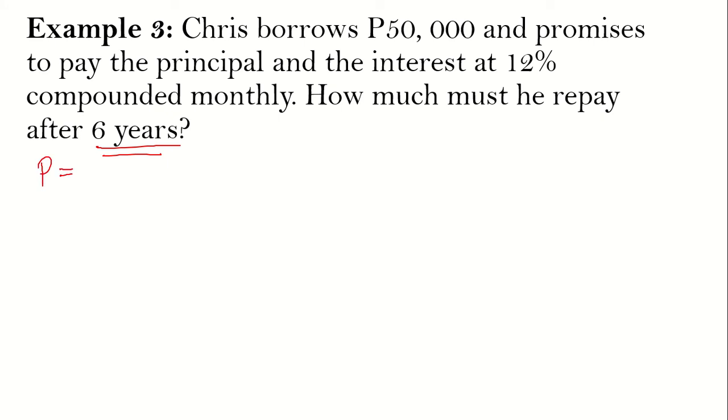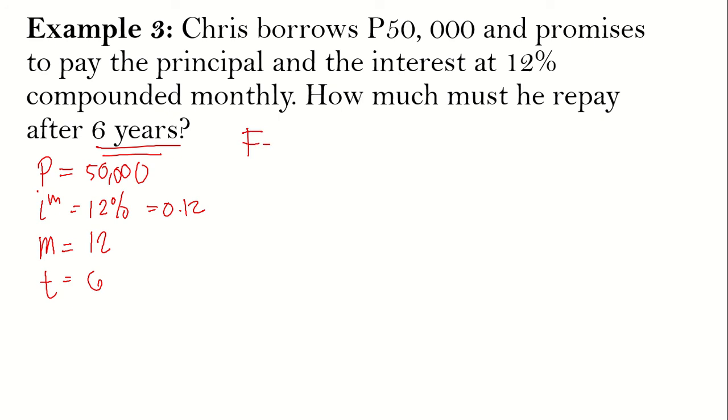We have the 50,000, which is the principal amount. We have the 12%, which is the annual interest. So this is 0.12. We also have compounded monthly. Ang M mo dito is equal to 12 since this is monthly. Ang time or the term is 6. Substitute sa formula ng future value, principal times 1 plus IM, 0.12, divided by M, which is 12, raised to MT, 12 times 6.